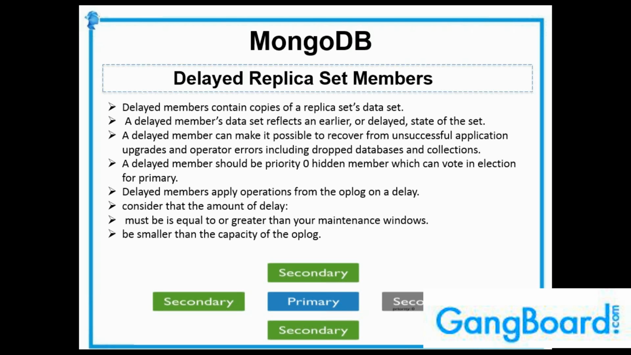What you can do is simply take a backup of that collection from the delayed replica, and then restore it in the primary. So this is how you can avoid corruptions or manual mistakes. You can have the delayed replica. It is not mandatory, but if you think that in your environment you need to be safer, you can have this delayed replica.